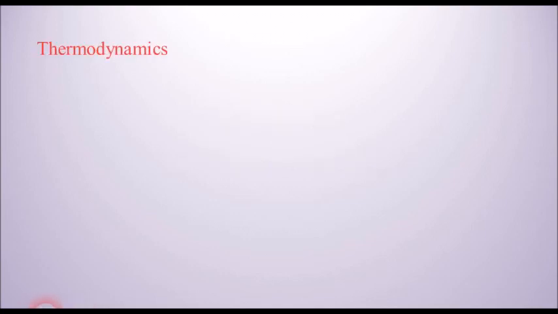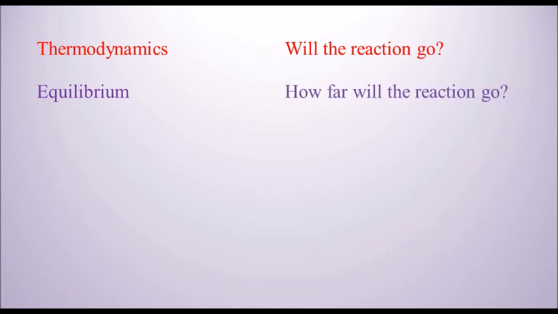For example, you might recall that in an earlier part of AP Chemistry, we learned about thermodynamics. And this part of chemistry is trying to answer the question, will the reaction go? Is it actually going to take place? Is it going to be thermodynamically favored or not? Then we learned about a topic called equilibrium. And this involves how far will the reaction go? Is it going to go to completion, or is it going to go halfway, or more than halfway, or less? Well, that's what equilibrium is all about.